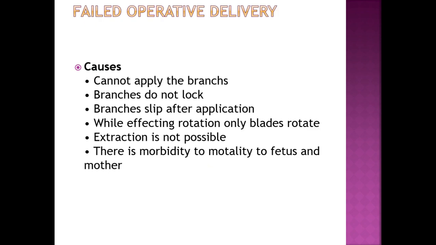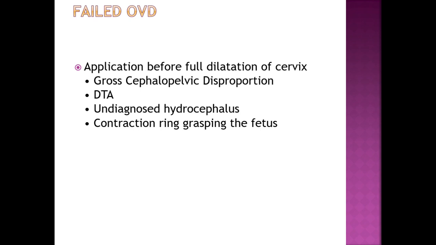When do we say that the operative vaginal delivery failed? And what are the causes? Let's start with the causes. The causes are that you cannot apply the branches of the forceps, the branches of the forceps do not lock, the branches slip after application, while attempting rotation only the blades rotate, extraction is not possible, or there is morbidity or mortality to the fetus or the mother.